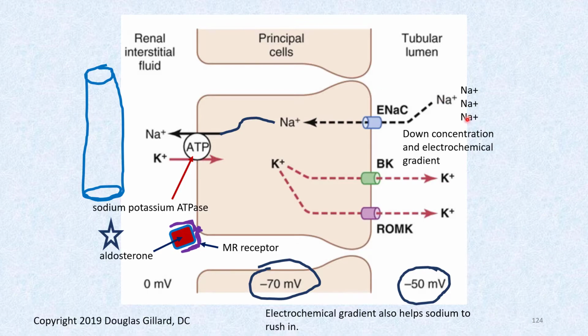Just another look at it, if you will. Binding, I don't need to go over this again. Oh, this is the electrochemical gradient. So the interstitium, and the tubular lumen. There is lots of positive charge out here, positive and positive. Does that attract or repel? Positive and positive repel each other. So it's happy to get to a more negative environment here.